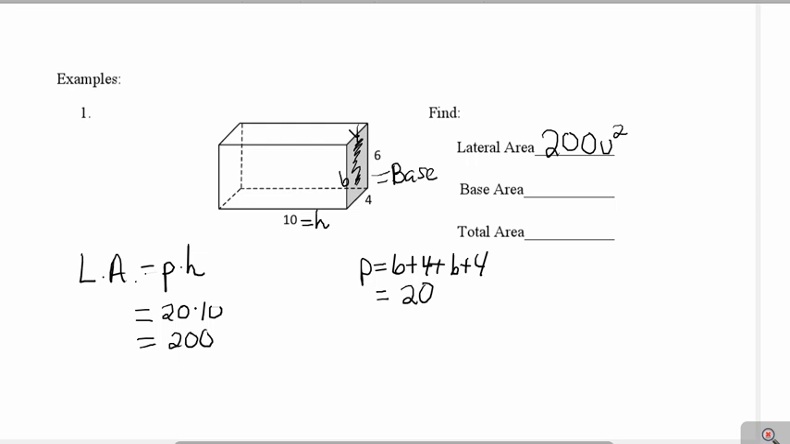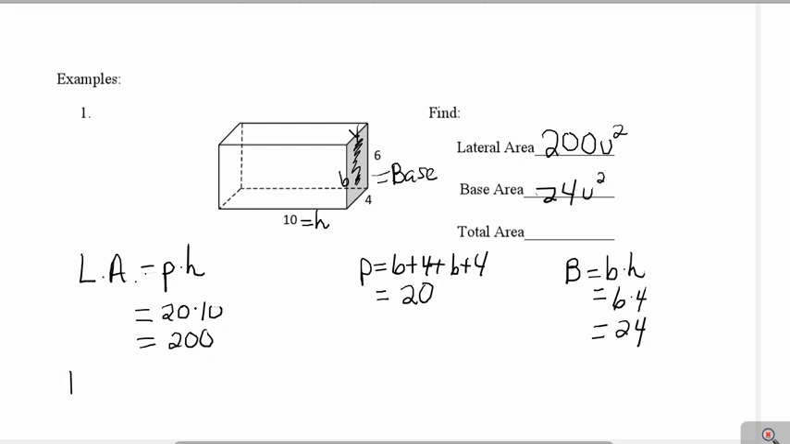Now, to calculate the area of the base, I know the base is a rectangle, so I'm going to use my formula base times height. And the base and the height of my rectangle are 6 and 4. So when I multiply those out, I get 24 units squared is the area of my base.